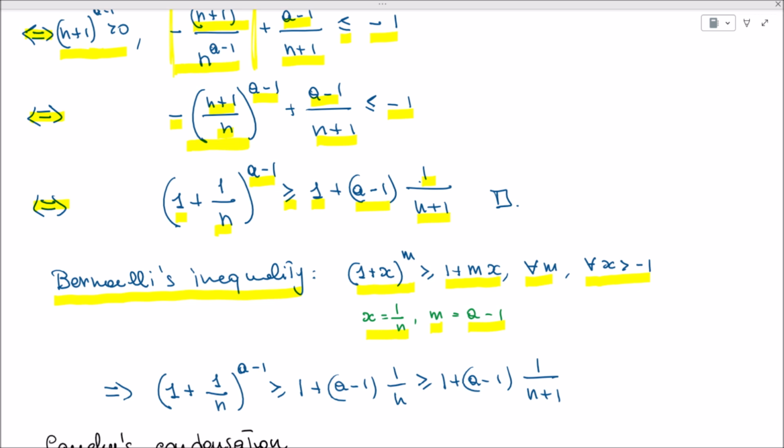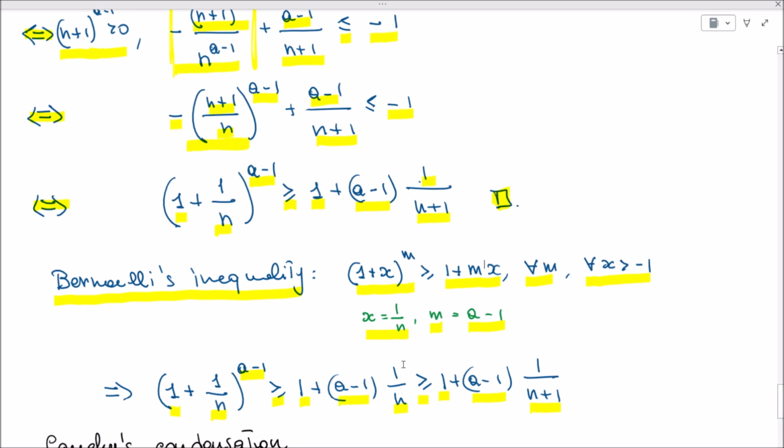But now it is easy to just replace this into Bernoulli's inequality, and we get 1 plus 1 over n all raised to the a minus 1. This must be larger than or equal to 1 plus m, which is a minus 1, times x, which is 1 over n. And because 1 over n, of course, is larger than 1 over n plus 1, it is even more true that this is larger than or equal to 1 plus a minus 1 times 1 over n plus 1, which finally proves the inequality. So this will conclude the proof by induction of the inequality.